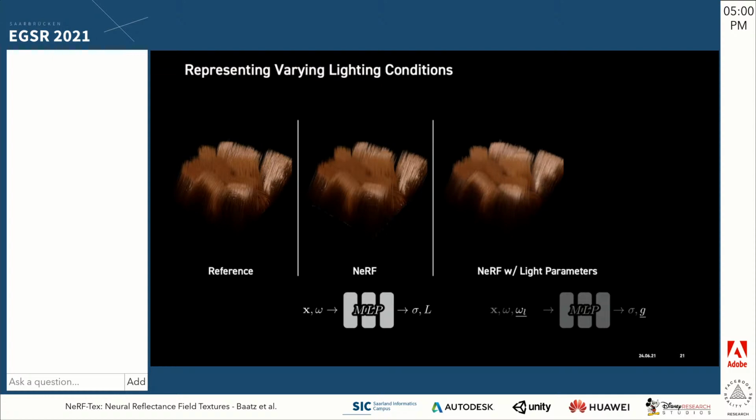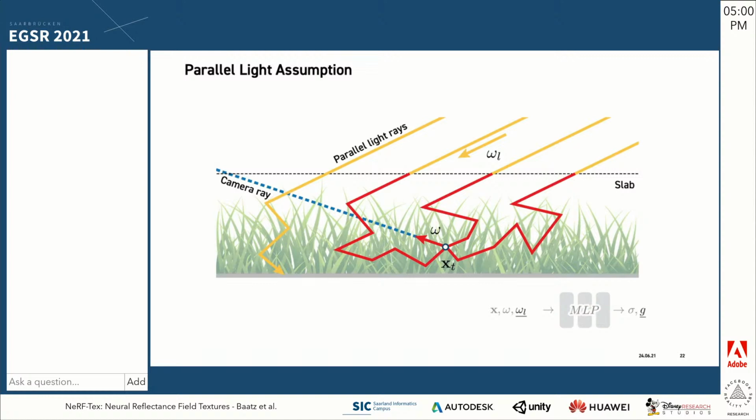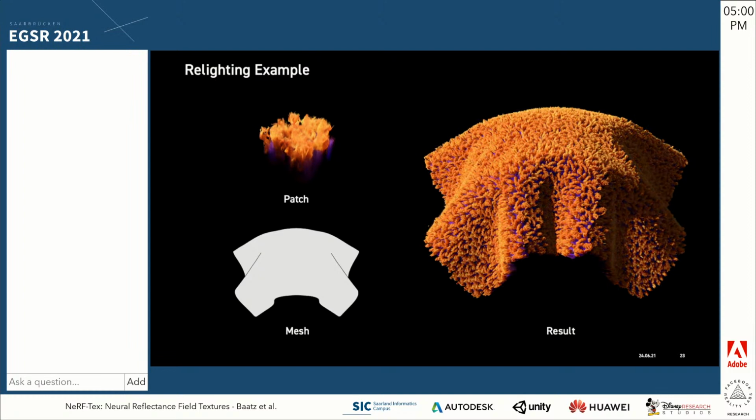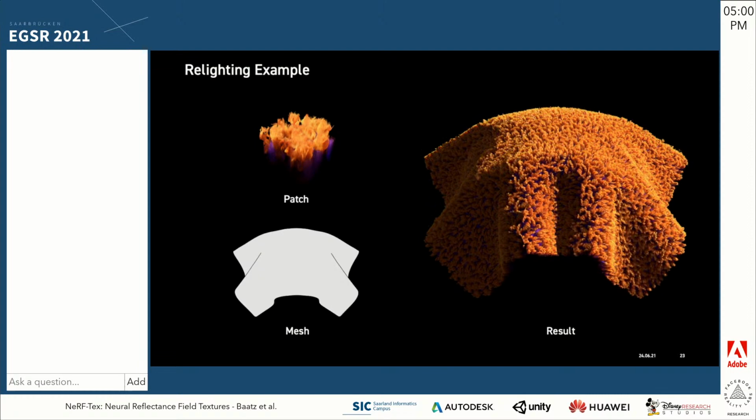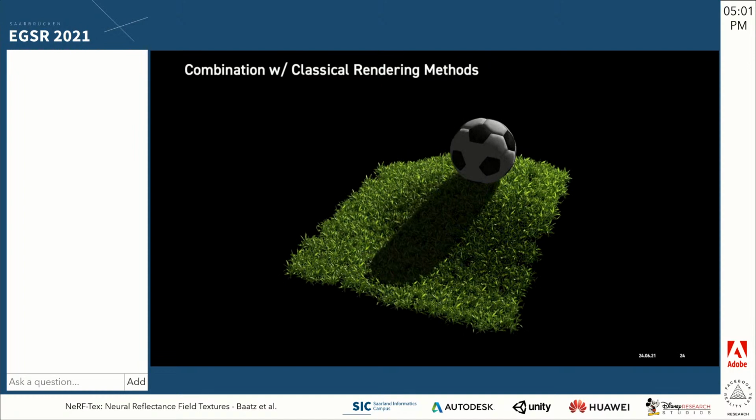That is, at each point of the patch, we represent the amount of light that is scattered over the entire patch, including multiple scattering, from light incoming at direction omega L in the direction omega towards the camera. Making use of this, we can also handle changing scene lighting, as can be seen here. This also allows our method to integrate well with classical primitives and rendering methods, shown here by the combination of our NeRF texture modeling the grass combined with a tri-mesh modeling the football.